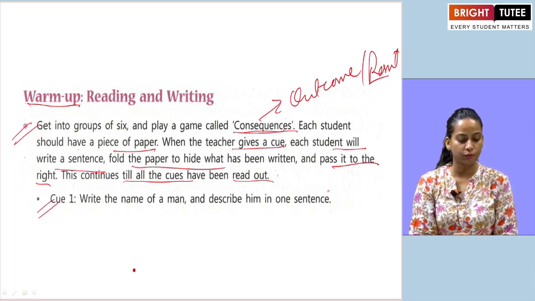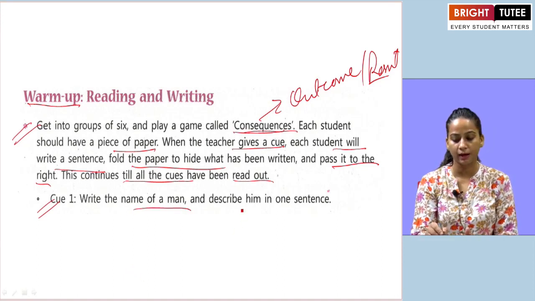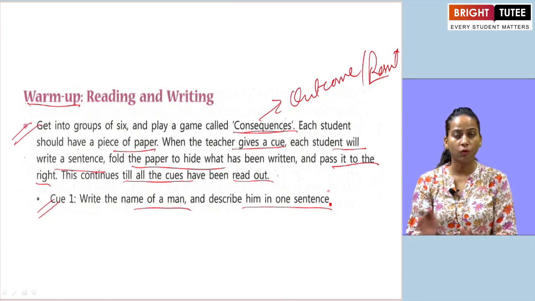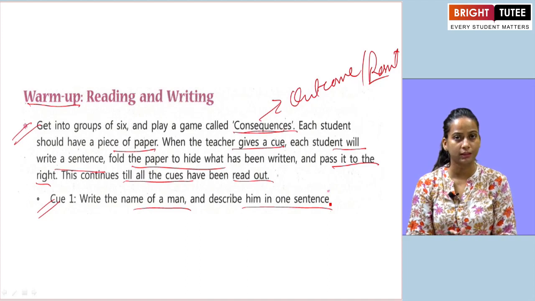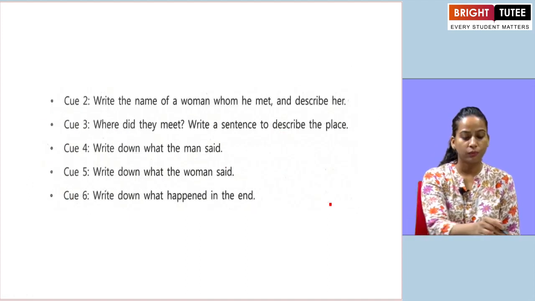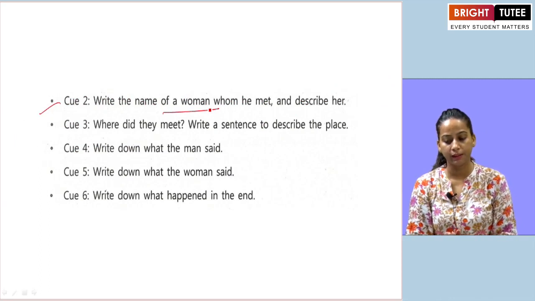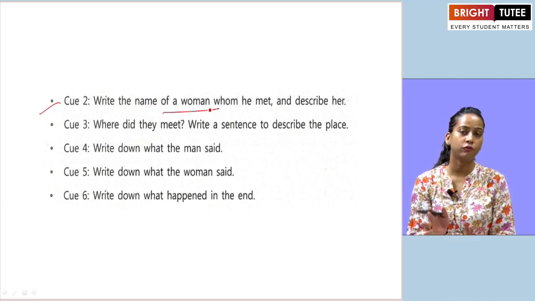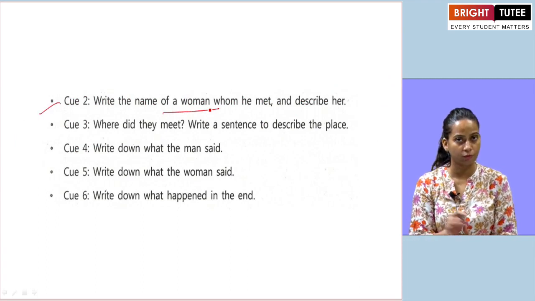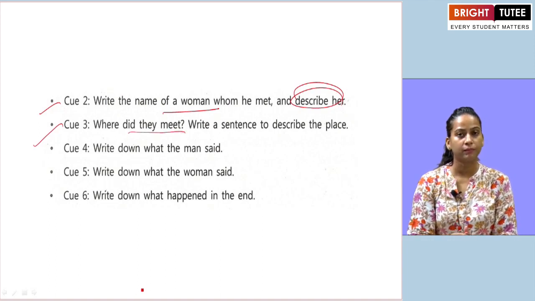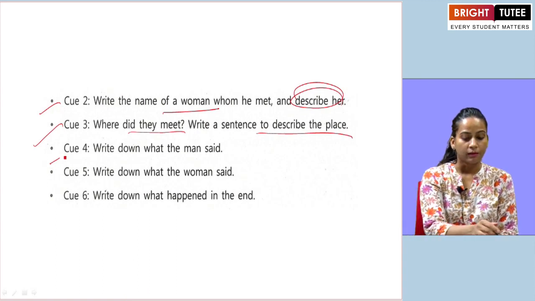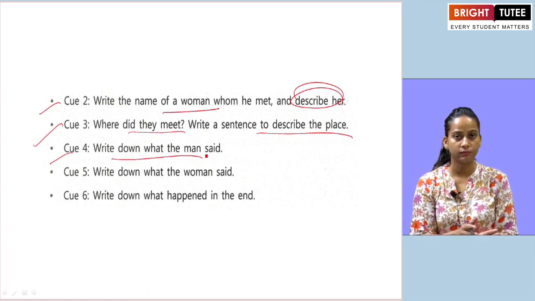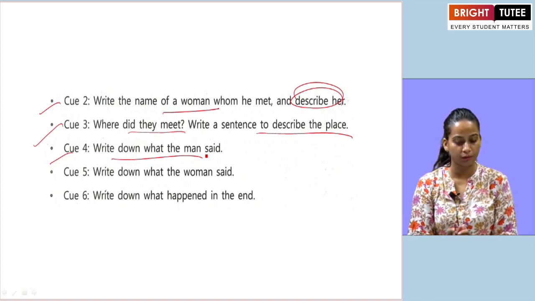The first clue was: write the name of a man and describe him in one sentence. So you were supposed to write down the name of a man, and then one sentence to describe him. The second clue: write the name of a woman whom he met and describe her. Then in the third clue: where did they meet? Mention the place and write a sentence to describe the place. Then write down what the man said, the dialogue of the man.